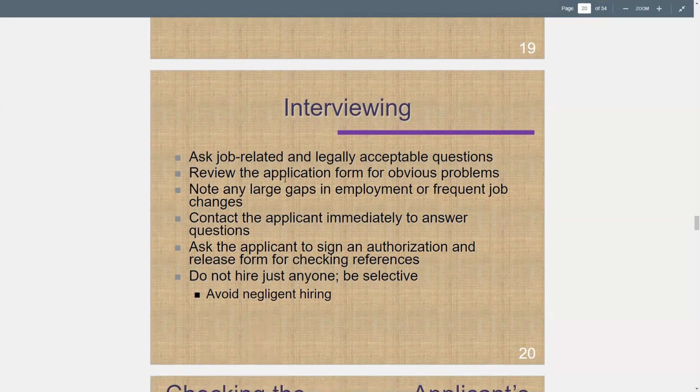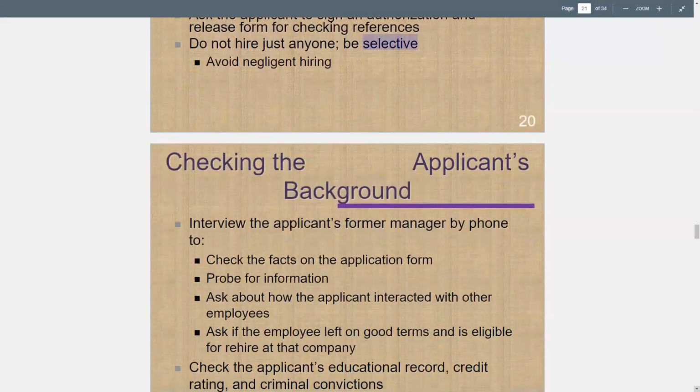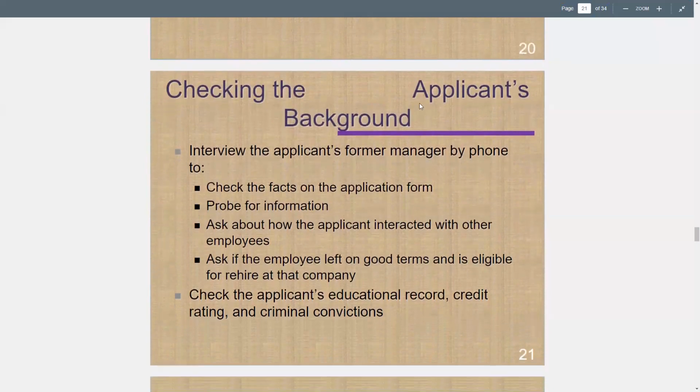A common thing to look for is large gaps, and we'll see one in just a second. And you want to be selective. You want to make sure that you are hiring the best person. Again, this takes a commitment of time and resources to finding that person. So when you're checking the applicant's background, you'll want to look for gaps. That's a big source of concern.